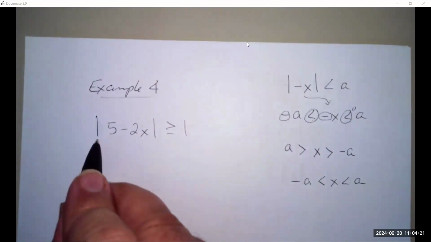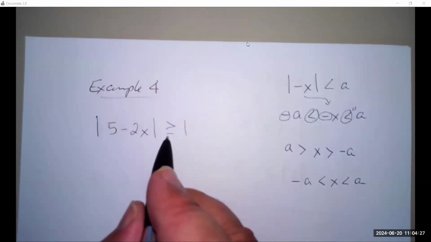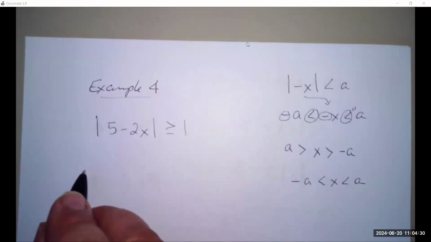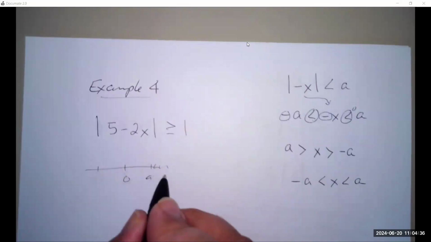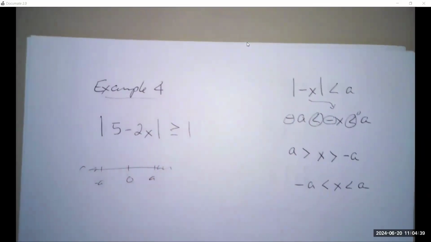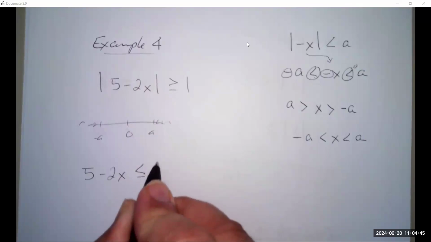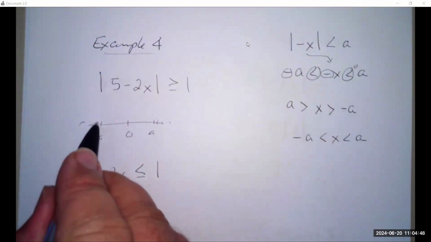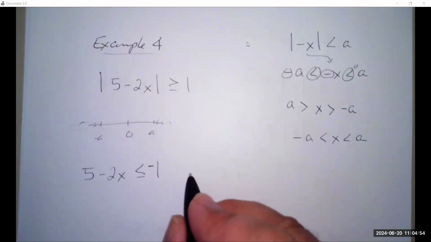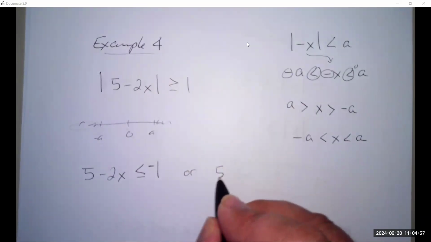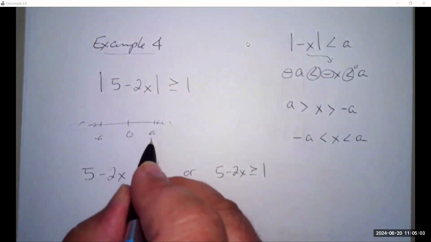Example 4. So we drop the absolute value, since there's nothing left to do on this left side with absolute values. So we drop the absolute values because it's greater than. Remember, if it's greater than, it has to go greater than the positive and less than the negative. So we have 5 minus 2x is less than or equal to negative 1, or 5 minus 2x is greater than positive 1, because we have a positive side and we have a negative side.